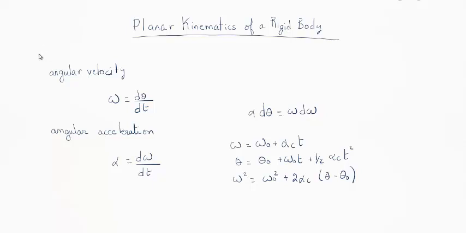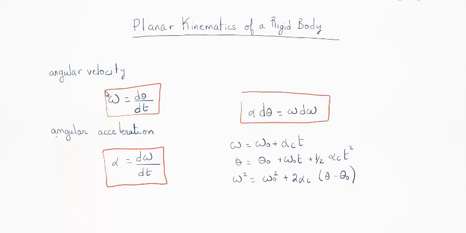Hello everyone. In this video we will talk about planar kinematics of a rigid body. So first, the angular velocity is the derivative of theta in terms of time. We have it here. And then we go to angular acceleration, which is alpha, which is the derivative of the angular velocity in terms of time. And now we have those equations, alpha d theta equals omega d omega.